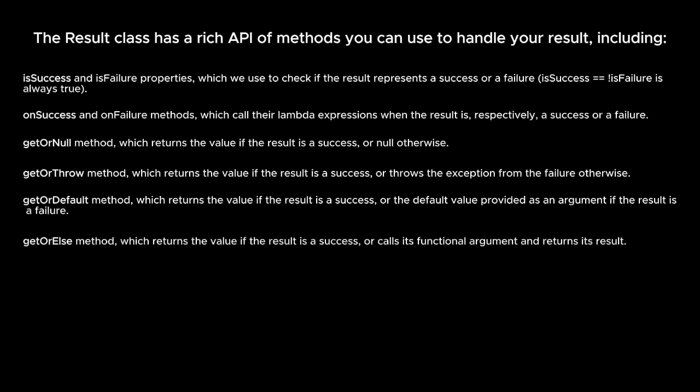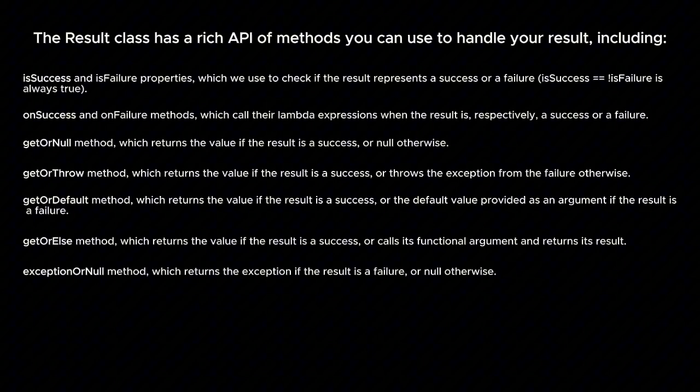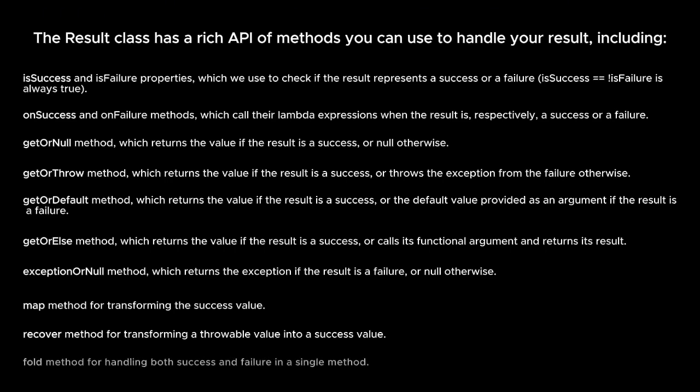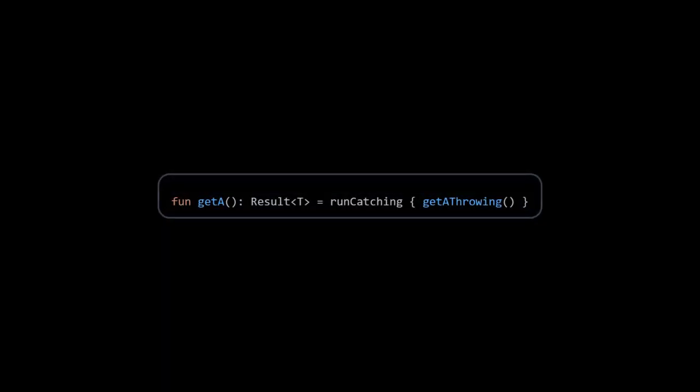The getOrElse method, which returns the value if the result is a success, or calls its functional argument and returns its result. The exceptionOrNull method, which returns the exception if the result is a failure, or null otherwise. The map method for transforming the success value. The recover method for transforming a throwable value into a success value. And the fold method for handling both success and failure in a single method. To transform a function that throws exceptions into one that returns Result, use runCatching.